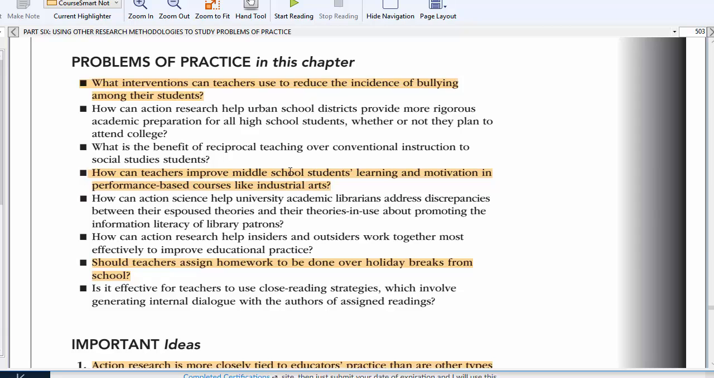How can teachers improve middle school students' learning and motivation in performance-based courses like industrial arts? Well, this should resonate with some of you, especially industrial arts or technology engineering or family and consumer science or whatever it might be. How can we improve their learning and motivation in those areas? And there's quite a body of research in this area and action research that can be done in your own classroom.